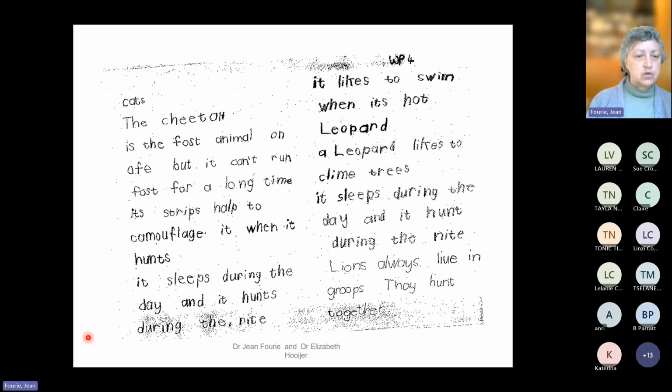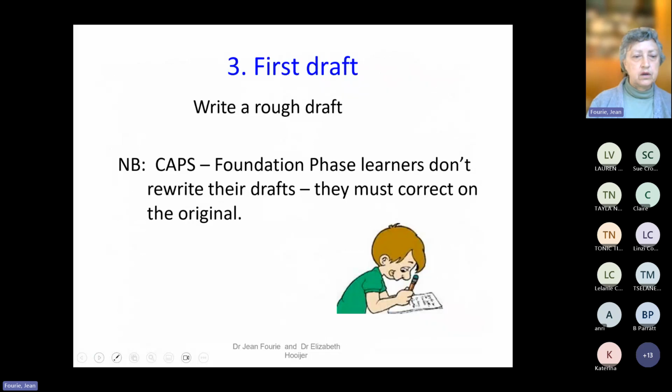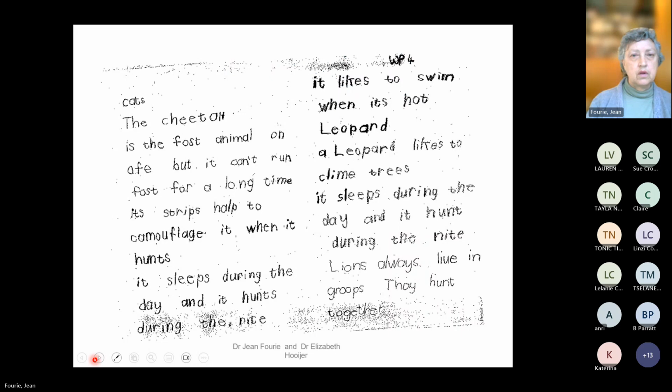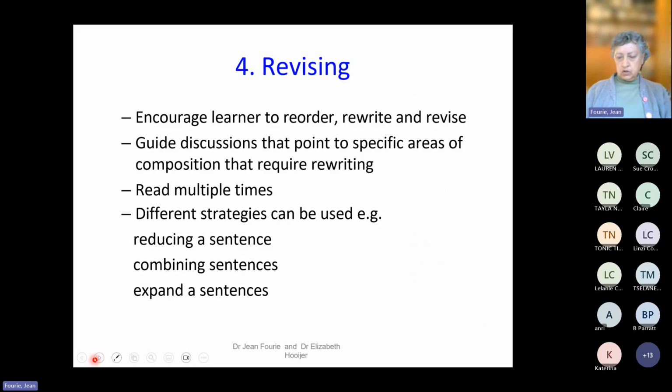Okay, let me see if I can move to the next slide here. Oh, wait, going backwards.